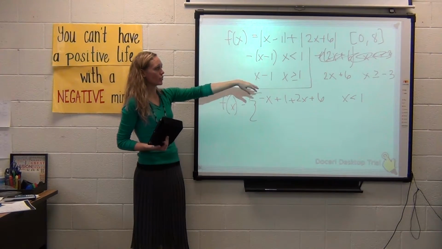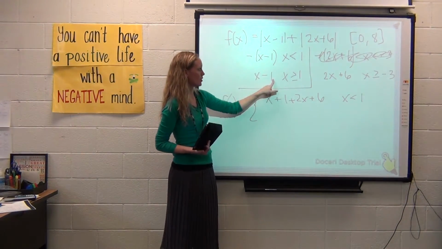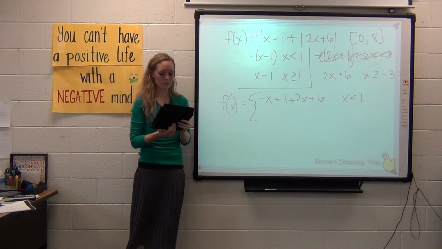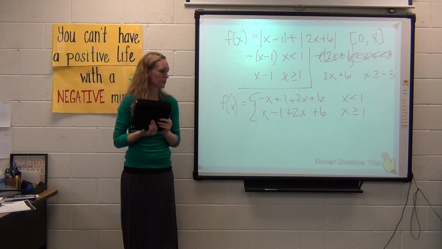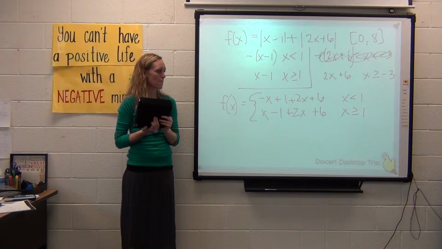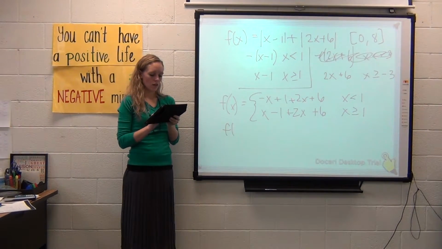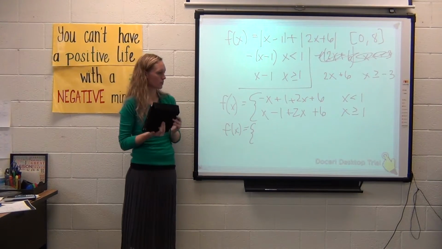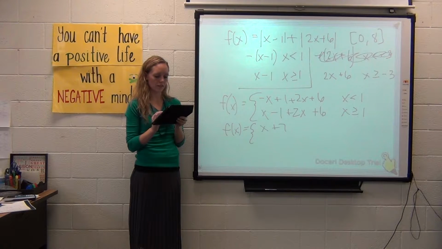If x is greater than 1, so on the interval from 1 to 8, I'm using this part, x minus 1, plus the same second part, because the second part's not changing. So plus 2x plus 6, as long as x is greater than or equal to 1. I can simplify this function. Negative x plus 2x is x, 1 plus 6 is 7, and then x plus 2x is 3x, and negative 1 plus 6 is 5.